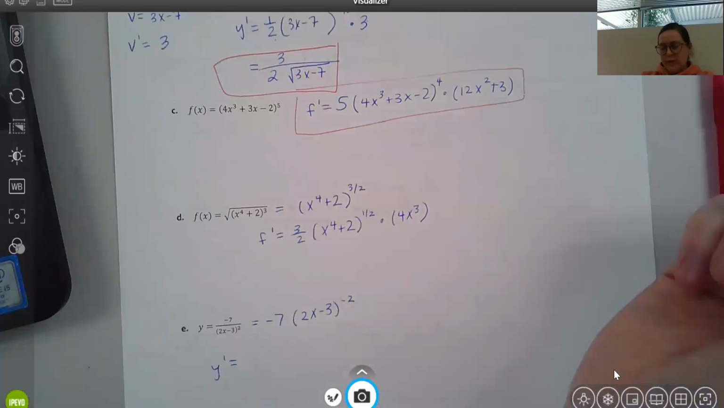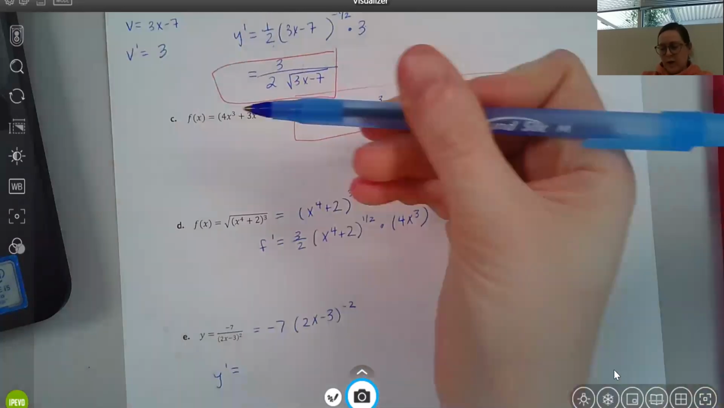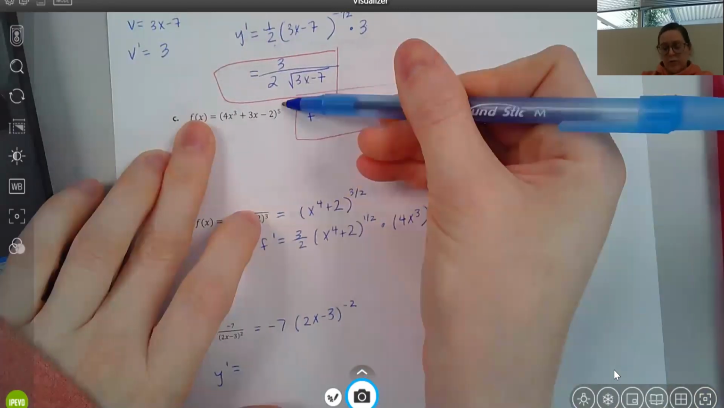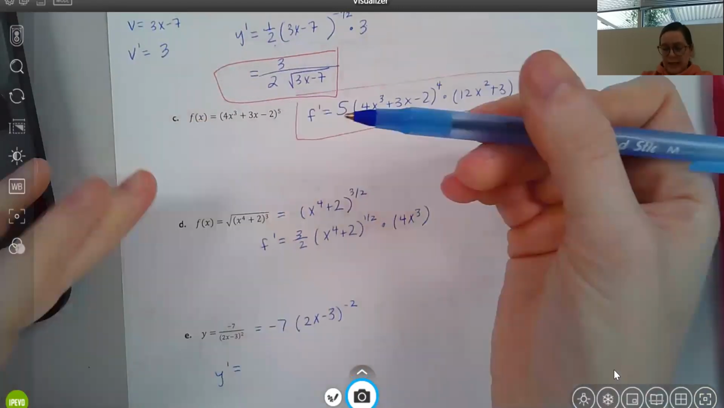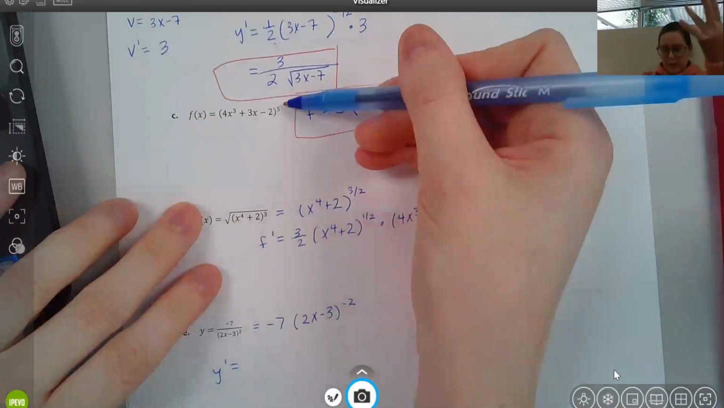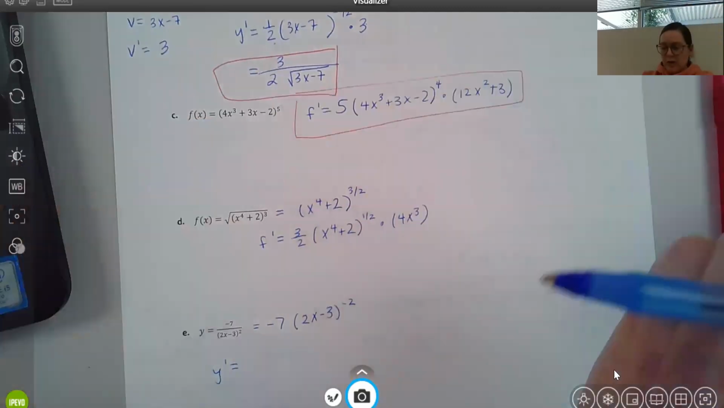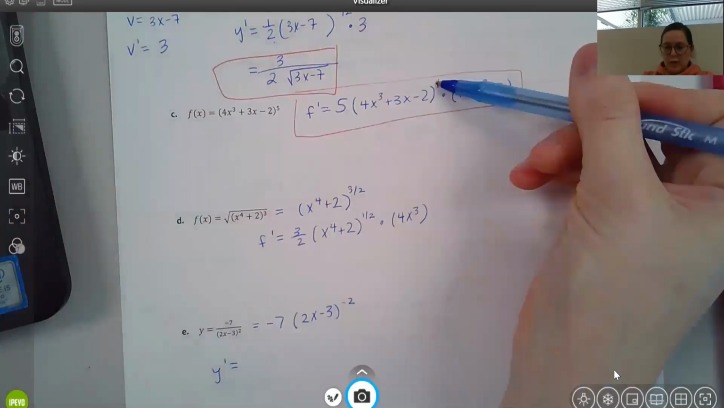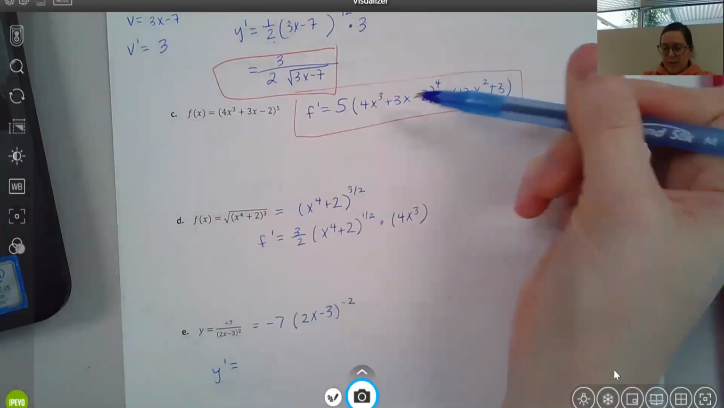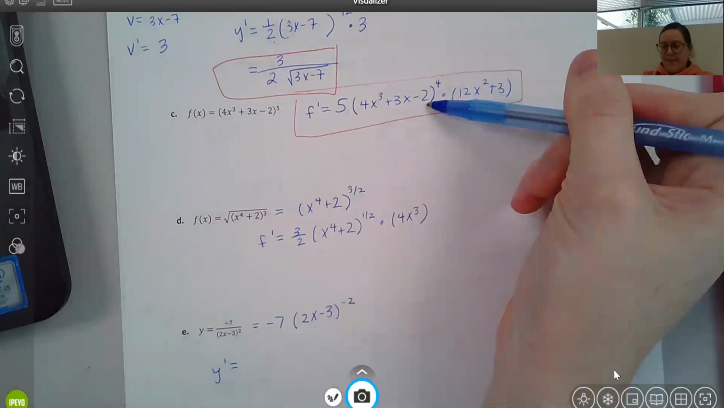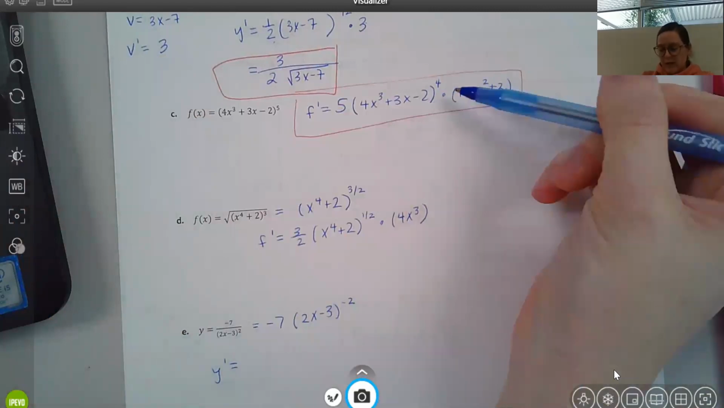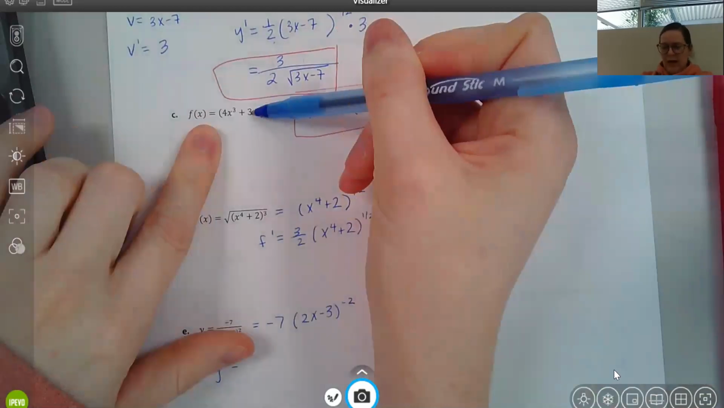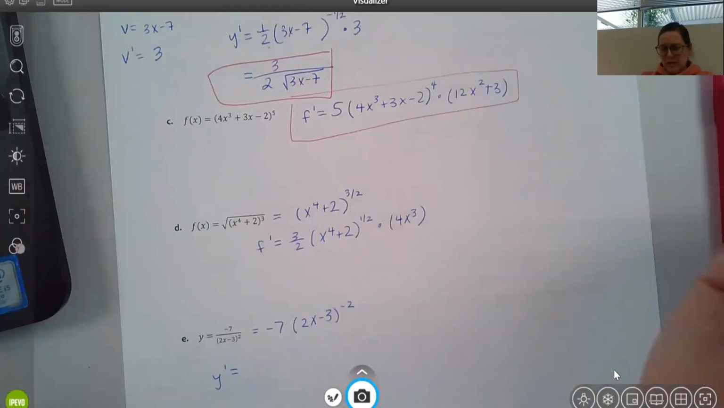Okay, for C, we've got all of this to the 5th power. This is definitely chain rule, right? You've got this whole function inside of a function. The 5th power is your outside function. So then derivative of the outside is bringing the 5 down and subtracting 1. So now it's to the 4th power, and I left the inside alone. And then I multiplied by derivative of the inside. Derivative of the inside was the 12x squared plus 3. And there's not really much you can do to clean that up.